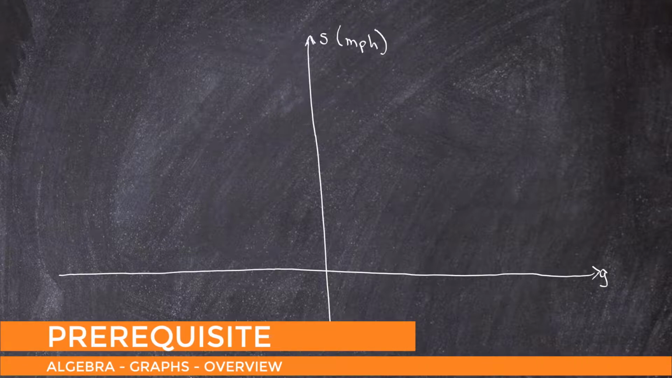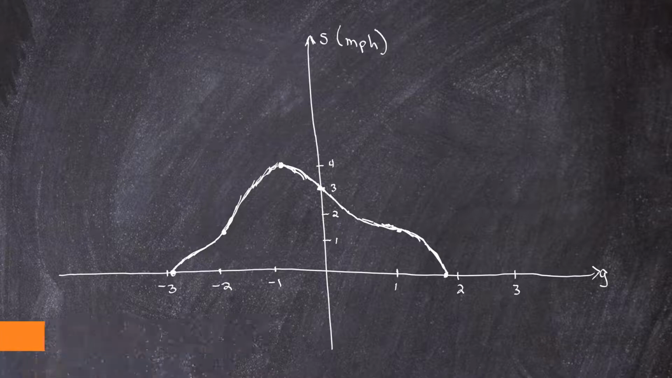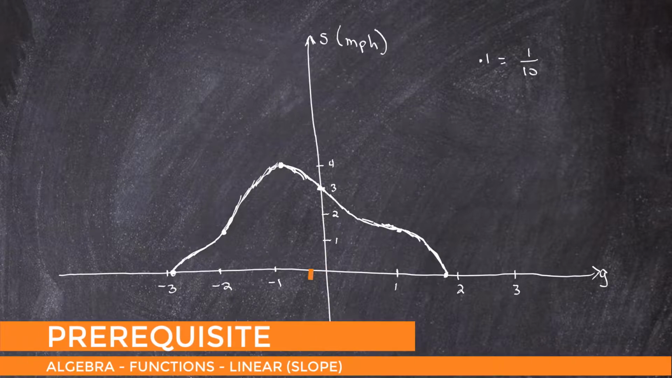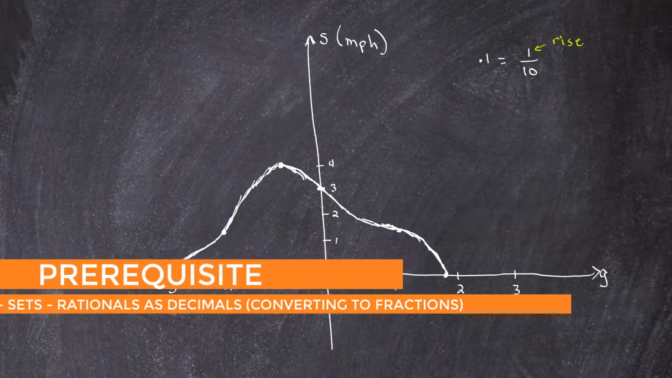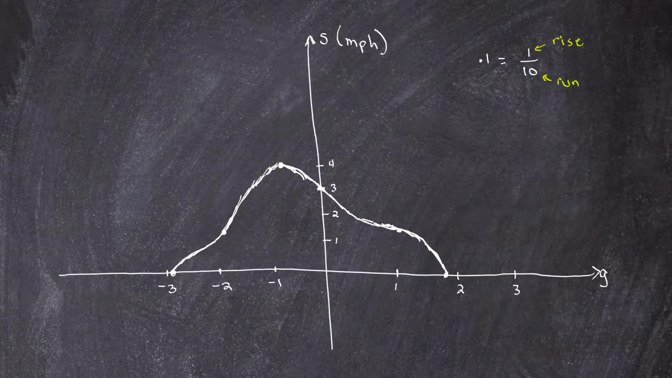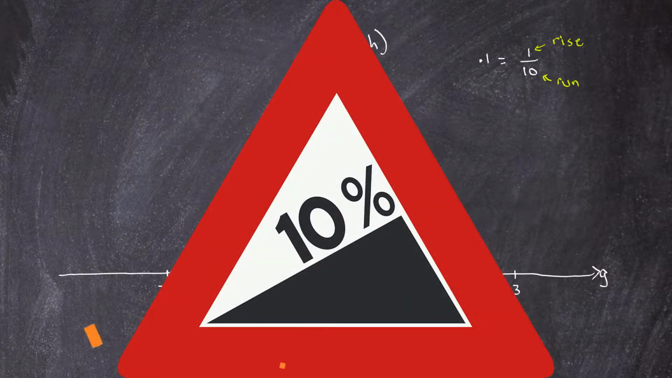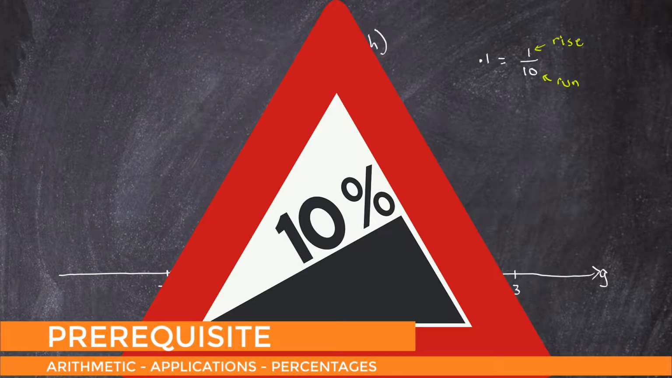It's important to remind you that grade is just another word for slope. So a grade of 0.1 is a trail having slope 1/10. This means that the trail rises 1 foot for every 10 feet of hiking. You will often see roads with grade signs like this. This 10% is equivalent to 0.1, which is just a slope of 1/10.